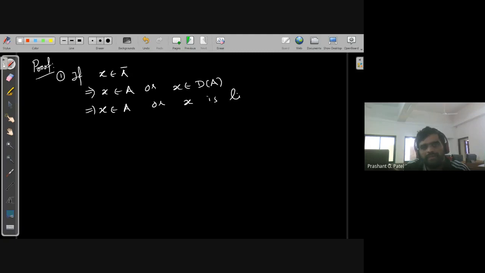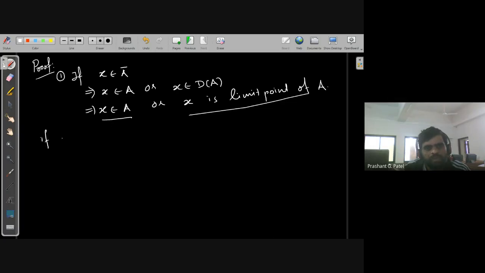So if x belongs to the closure of A, then this implies x belongs to A, or x belongs to D of A. But what does D of A mean? It is the set of all limit points of A. So I can say that x belongs to A, or x is a limit point of A. Now there will be two cases. If x belongs to A, or x is a limit point of A, one of the situations is possible.